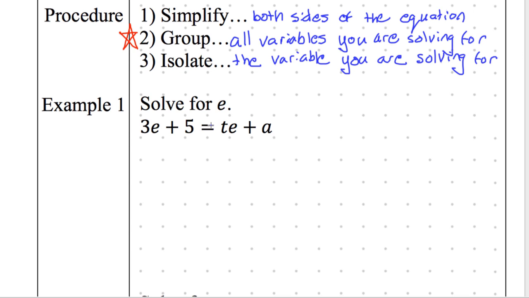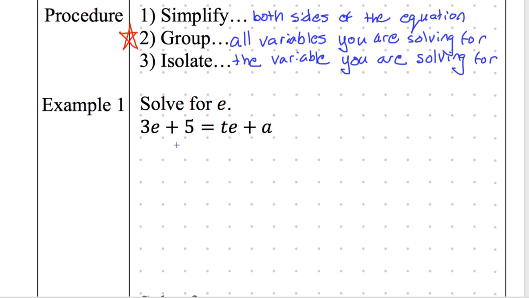I see e, I see 5, I see t, I see a, I see these random other variables. How the heck am I going to solve for e? It is hard, but you guys can do it. I know that you guys can do it. Let's do this together. So first step, simplify both sides of the equation.